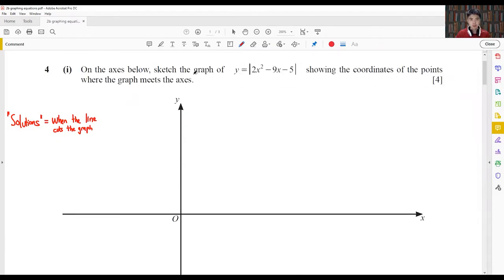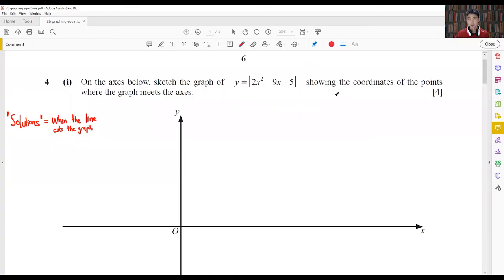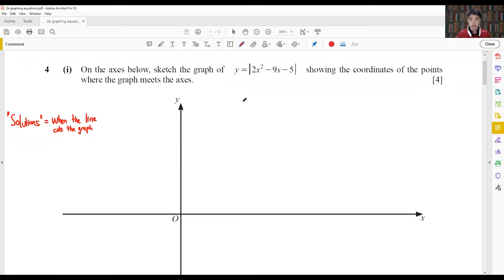On the axis below, sketch the graph of y equals the modulus of 2x squared minus 9x minus 5, showing the coordinates of the points where the graph meets the axes. Okay, in this case, I would first solve the quadratic equation 2x squared minus 9x minus 5 using my calculator. I would have gotten x equals 5 or negative 1 over 2.